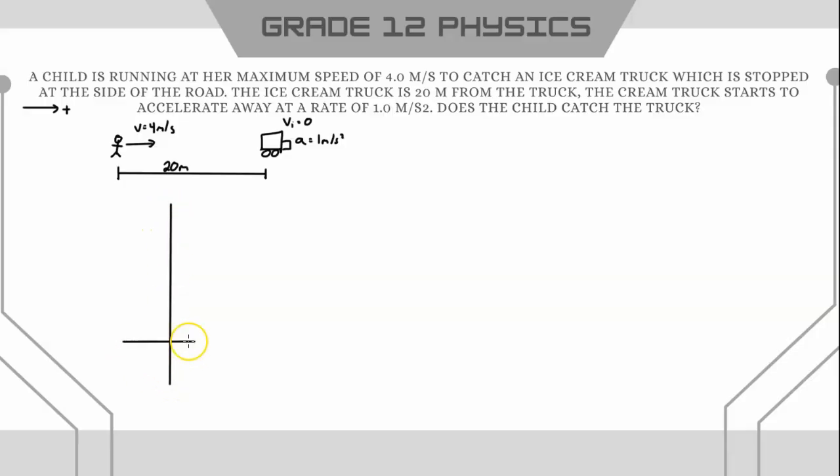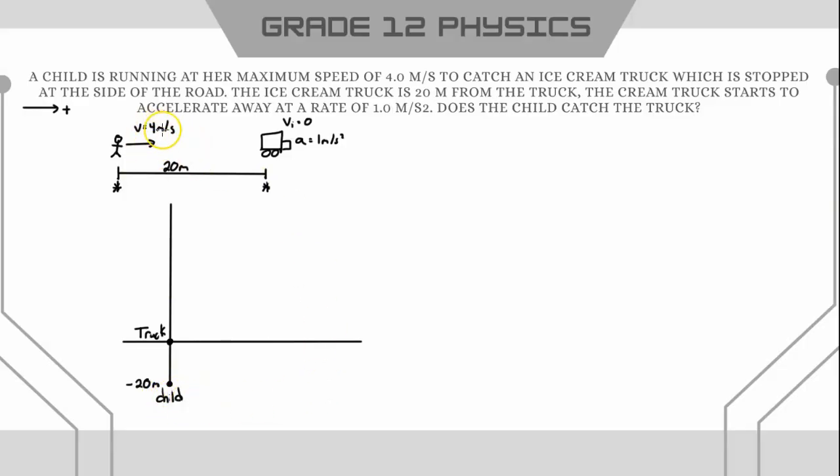Let's do a position time graph just to get an idea. So on our position time graph, you first need to state an origin. So where's the origin? Is the origin going to be here, where the child starts, or here, where the truck is? It really doesn't matter what you choose. I'm going to choose the truck, so I'm going to place the truck here. Since the truck is there and the child is 20 meters away, this is going to be negative 20 meters, because it's 20 meters to the left in this case. This is where the child will start, right there.